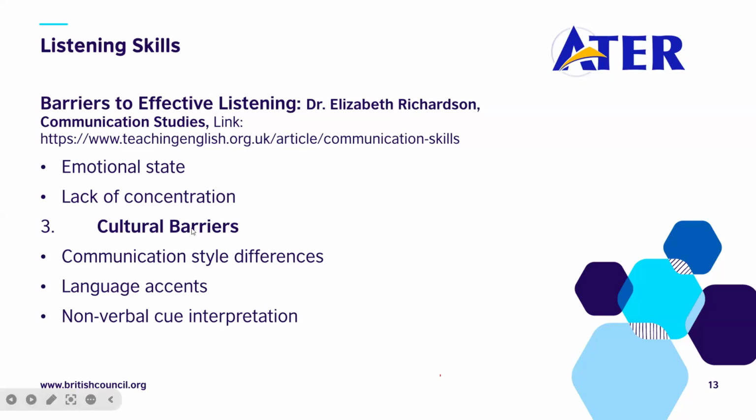So emotional state. Someone is not okay emotionally, they will not be able to listen to what you are saying. Maybe someone is angry, someone is crying, or someone is sometimes happy. If someone is laughing, someone is not concentrated, I'm telling you, they won't be able to listen to what you are saying. So we have cultural barriers, communication style differences, language accents, nonverbal interpretation.